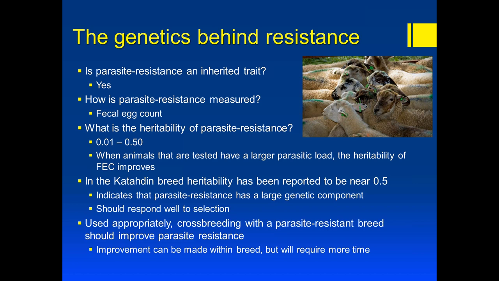Improvement within breed, even though we have a highly heritable trait, is going to require more time because we just don't have the concentrations of genetics of animals that are super resistant. We don't have a lot of animals that are very resistant to Haemonchus in the Suffolk population. So identifying those individuals and actually incorporating them into a breeding program is going to slow down the progress to be made within breed.